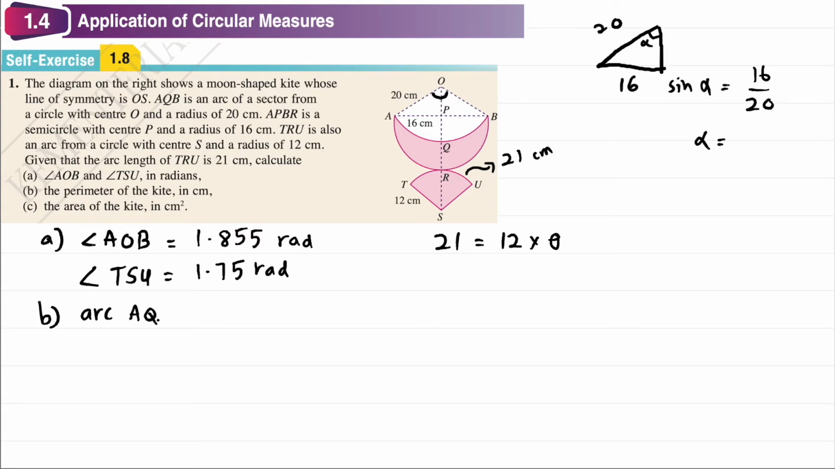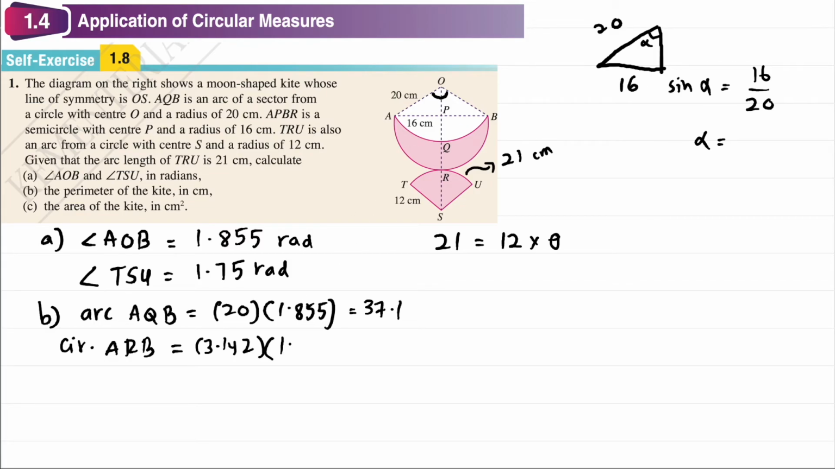Arc AQB. The formula for arc is R theta. So R is 20 multiplied with theta 1.855, you will get 37.1. And then we find the circumference ARB. The formula for the circumference of a half circle is pi R. So pi 3.142 times its radius, which is 16, you will get 50.272.